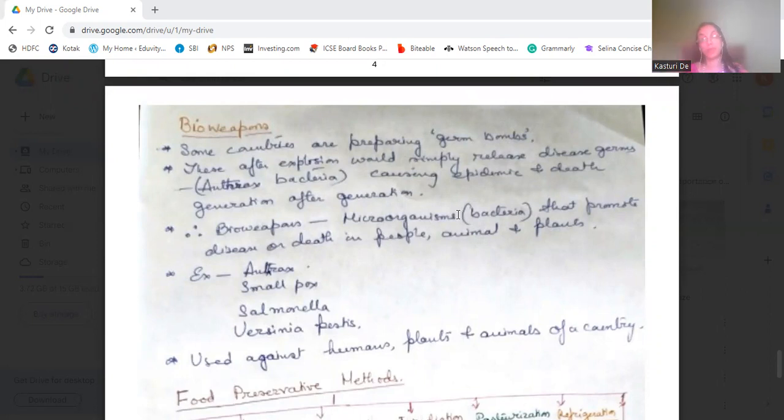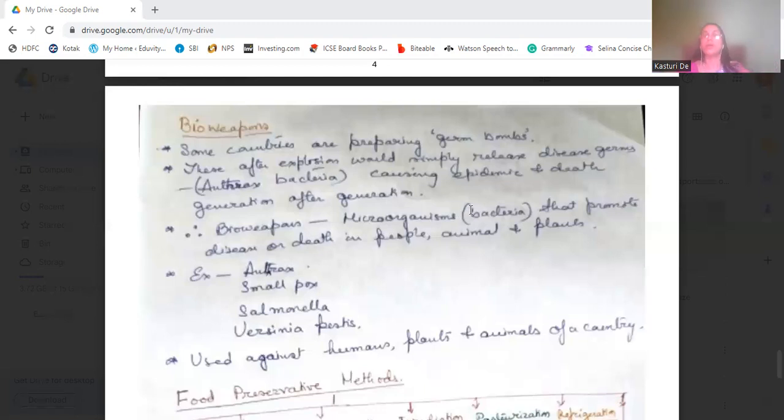Some countries prepare these germ bombs, and mainly they release certain disease-causing germs like anthrax bacteria, which cause epidemic death generation after generation. For example, anthrax, smallpox, salmonella, Yersinia pestis. These are all used as bioweapons, a biological way of killing habitats, used against humans, plants, animals of a country.